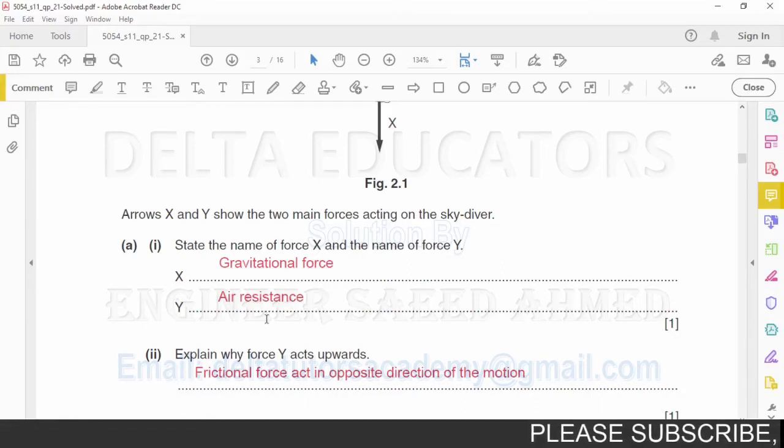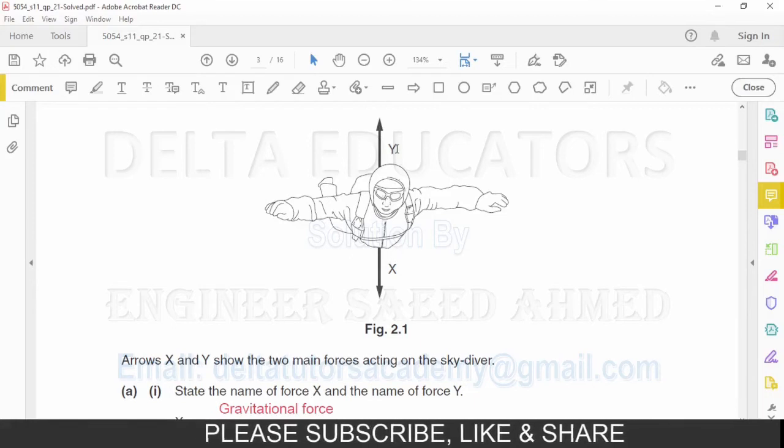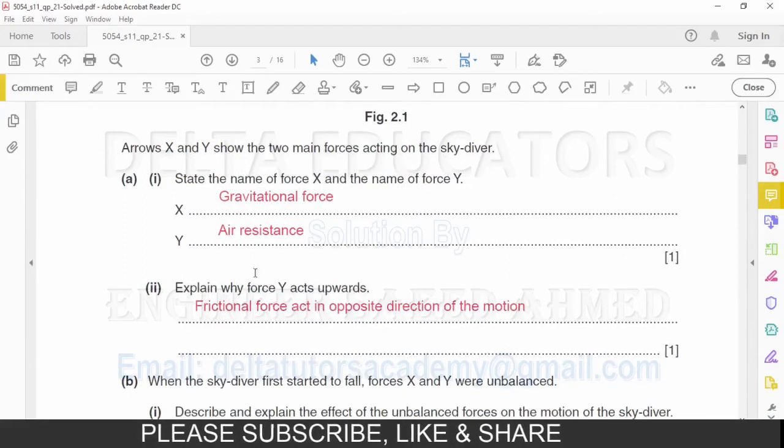Next part, explain why force y act upward. This force y, this resistive force, always act in the opposite direction of motion. Since here the skydiver is moving in the downward direction, the frictional force will be in the opposite direction, means it will be in the upward direction. So frictional force act in opposite direction of the motion.